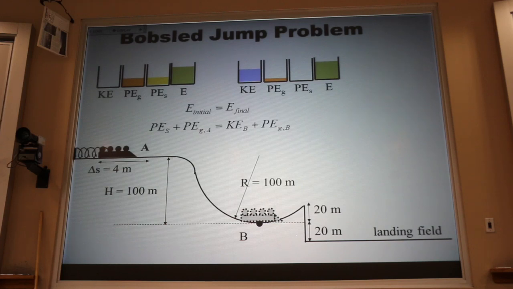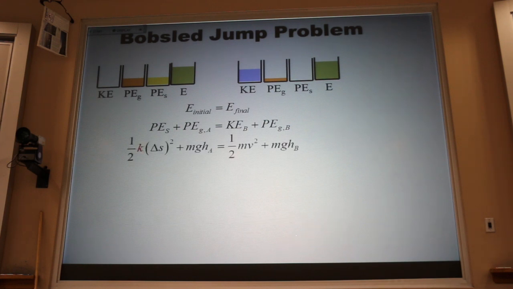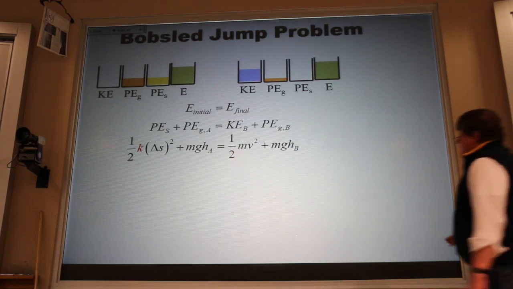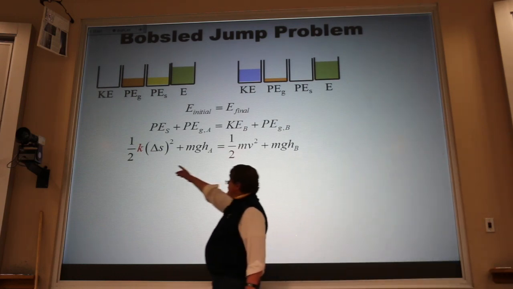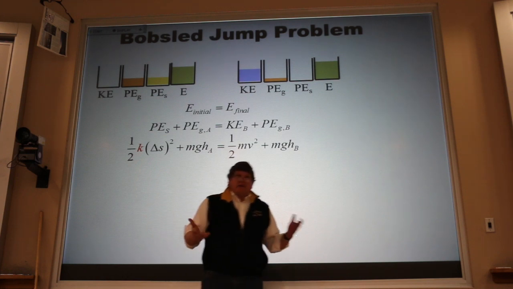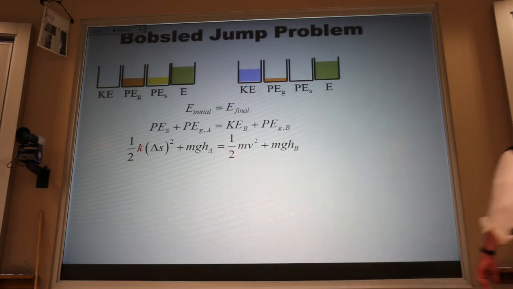Now, this very quickly turns into math. I write which buckets I have at the initial and the final locations, and then I put in the formulas for those buckets. Now you'll notice that everything's in black except for K. And that's because I know everything except for K.